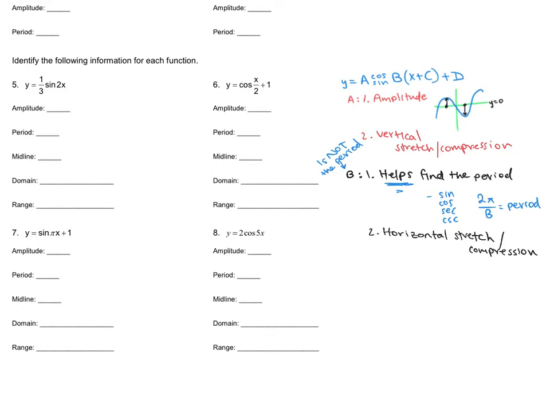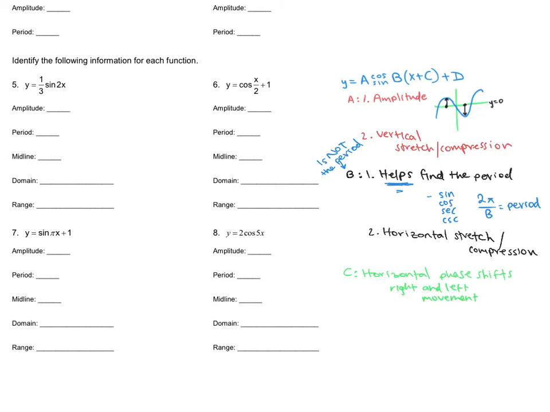Just like the A value determines a stretch or compression, in this case it is horizontal and the A value is vertical. So look at C. C is even easier. C value is just horizontal phase shifts. And that just means right and left movement. So when you see a C value in an equation, you know that the graph is shifted either right or left from the parent function.